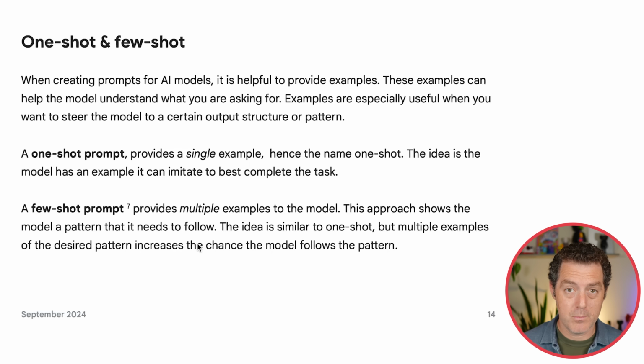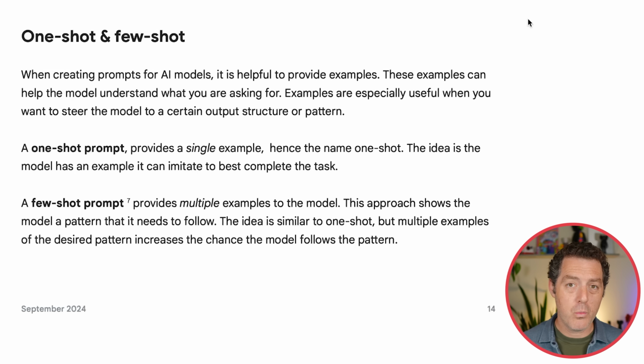Perfect. Now, for more than zero shot, one shot, or few shot, that just means giving the large language model more examples to work with. One shot means giving it one example, few shot means two or more. Now, with one shot, the model's gonna try its best to mimic whatever example you give. And when you use few shot, you're giving the model more chance to get the desired pattern correct from your example. So if you want the output in a specific format, that's a great way to do it.